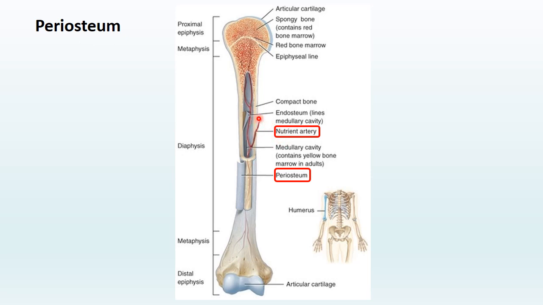Nutrient artery provides nutrients and blood supply to the inner aspect of the bones, which includes the cancellous bone or spongy bone in the epiphyses and the inner aspect of the compact bone. And of course provides nutrients to the bone marrows, including red and yellow bone marrow.